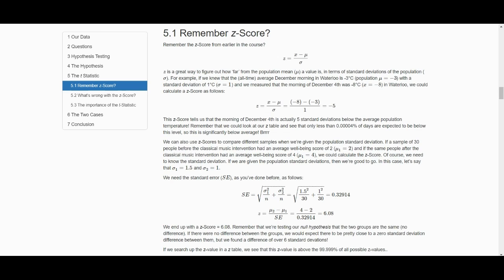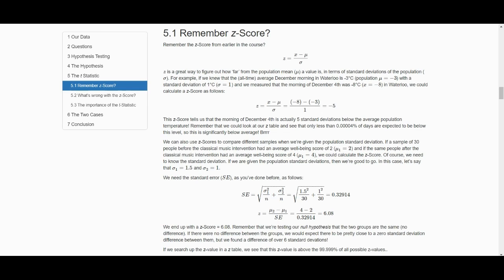So -8 is that one score we measured. -3 is the population mean. And then we divide by 1, which is the population standard deviation. We get -5. So what this z-score is really telling us is that the morning of December 4th is actually 5 standard deviations below the average population temperature.